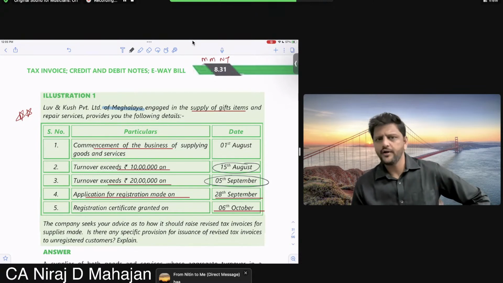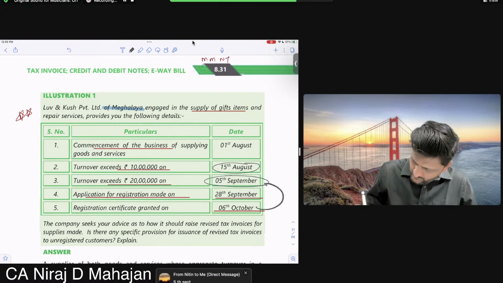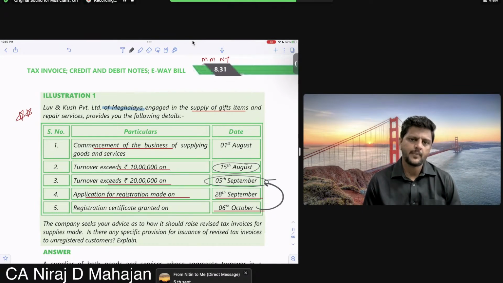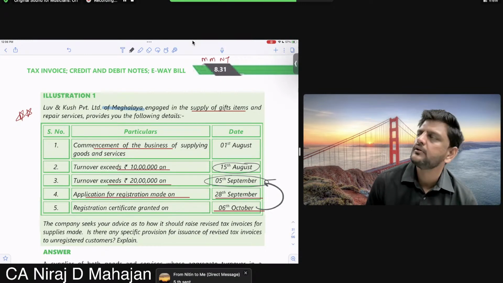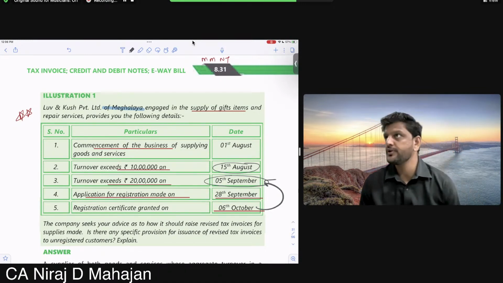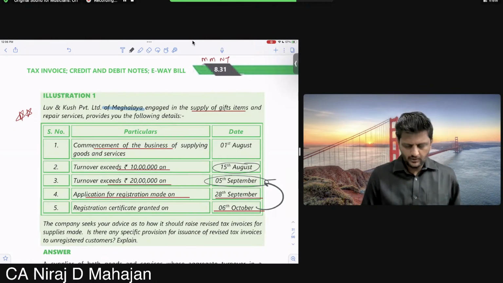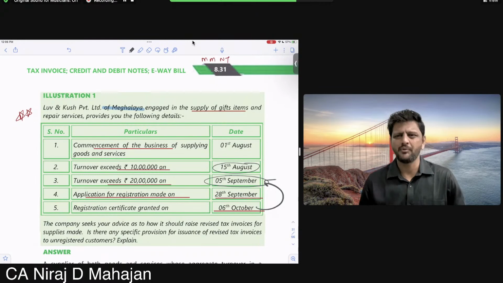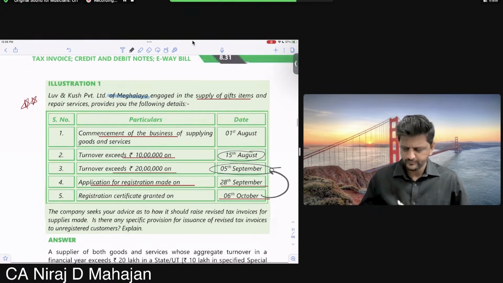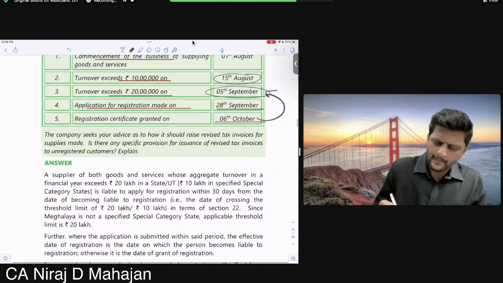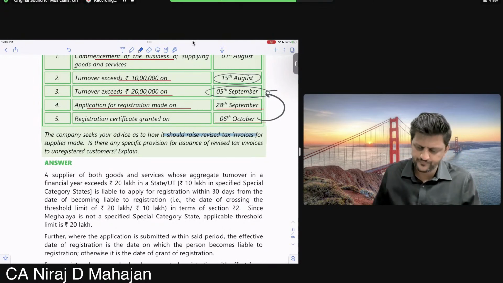Now once they have applied, they got registration on 6th October. Now this registration was effective from 5th September. So for all the supplies done from 5th September to 6th October, they will have to issue revised tax invoices, but by 6th November, or maybe 5th, because October has 31 days. Understood, everybody? That is how to raise revised tax invoices.